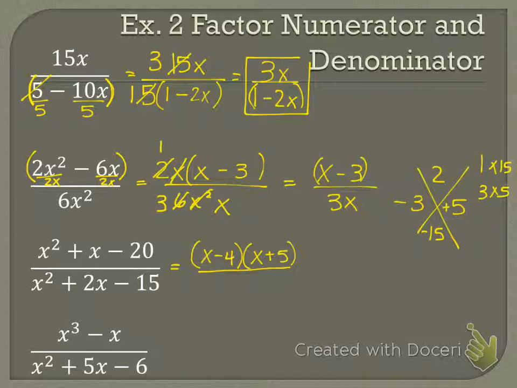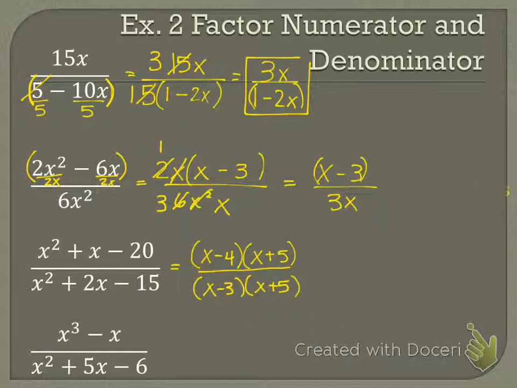Negative 3, positive 5. So I write x minus 3, x plus 5. Now you say, hold on a second. We only have families. I thought I'm not allowed to touch a family. And you're right. You're not allowed to pull families apart. But do you see any identical families? Yes. We can cancel out a family as a whole because they go away together. So, x plus 5 can cancel out with x plus 5. And I'm left with x minus 4 over x minus 3 as my final answer.